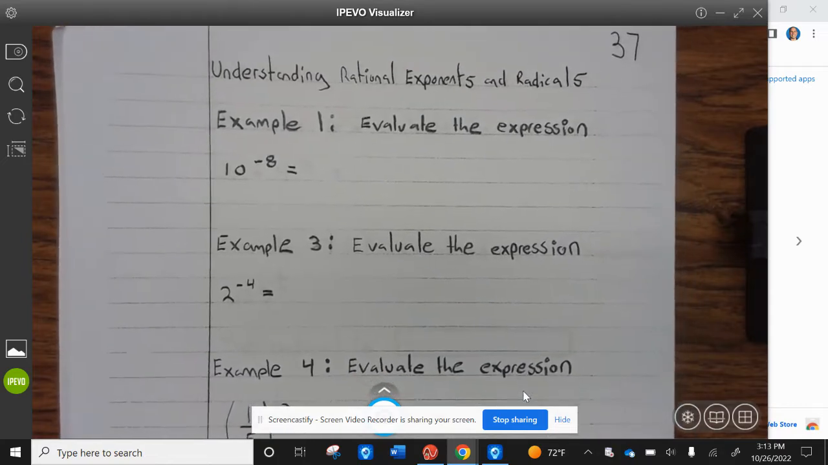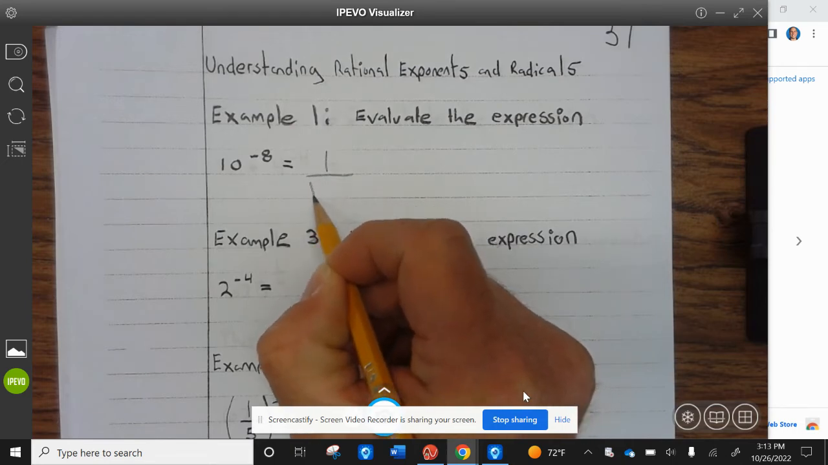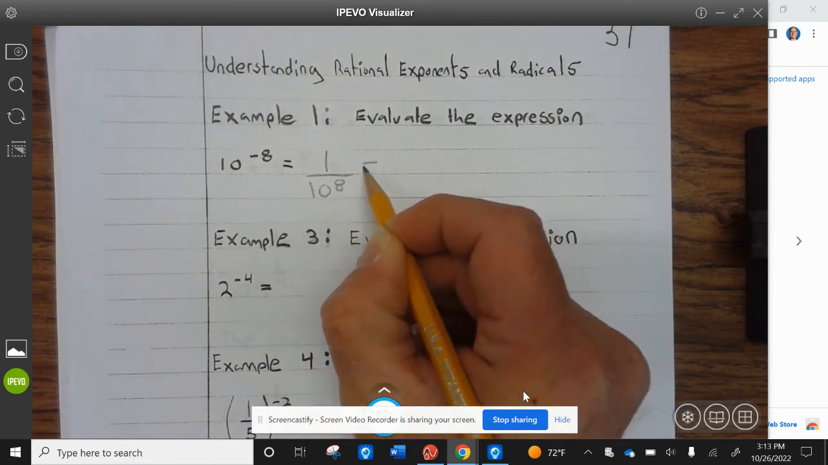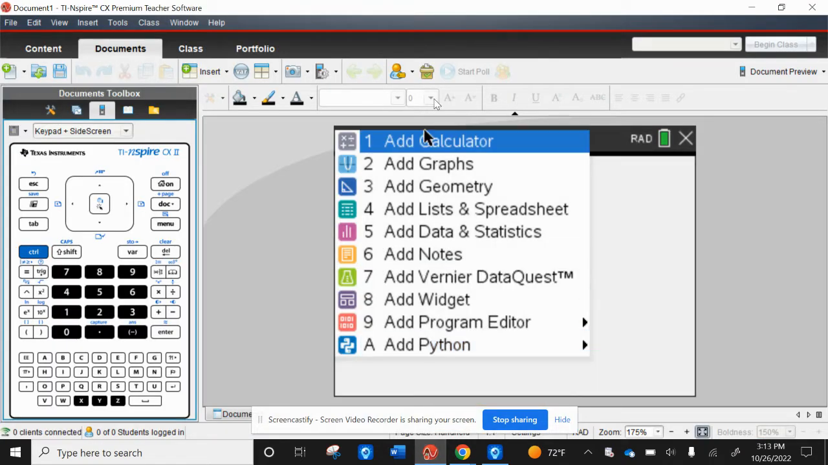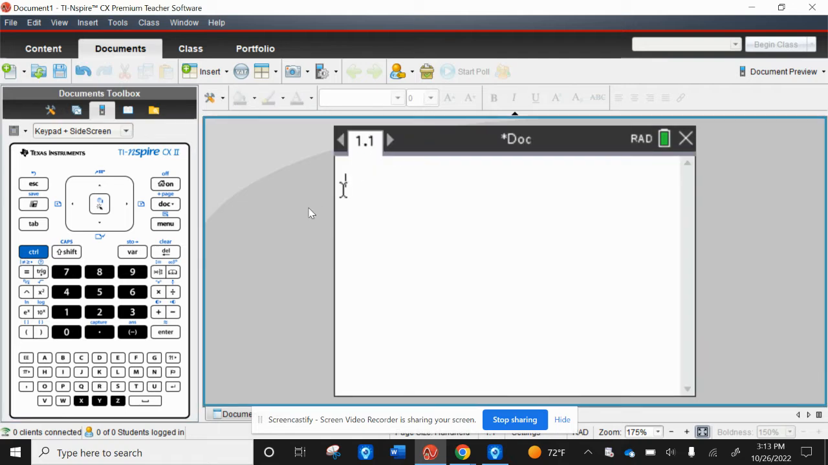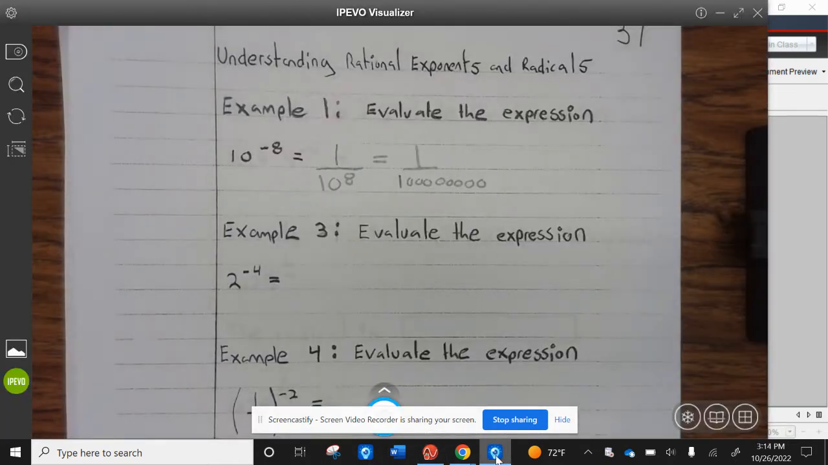page. Example 1. Evaluate the expression. 10 to the negative 8 is equal to 1 divided by 10 to the 8th power, which equals 1 divided by, let's go ahead and put 10 to the 8th power in our calculator. So add calculator. And then we're going to do 10 to the 8th power. So that's 1 divided by 1. So there you go.